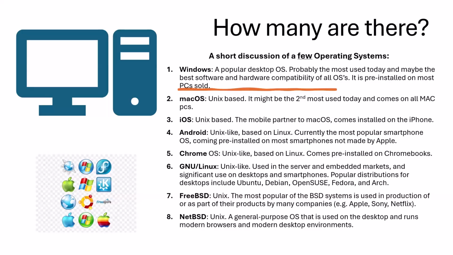Mac OS is a Unix-based system. It's probably the second most used today, although I believe Linux is starting to climb up the ladder. iOS is Unix-based, and it's the mobile partner. Of course, we all know about the iPhone.